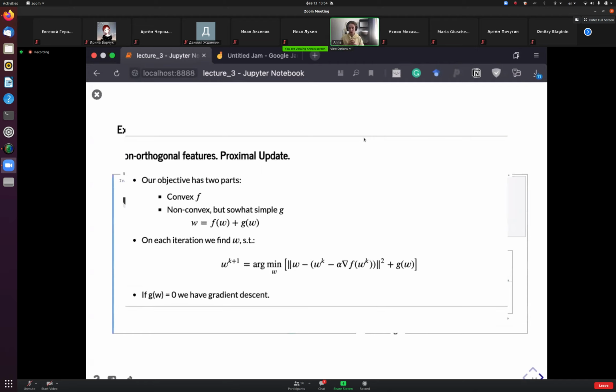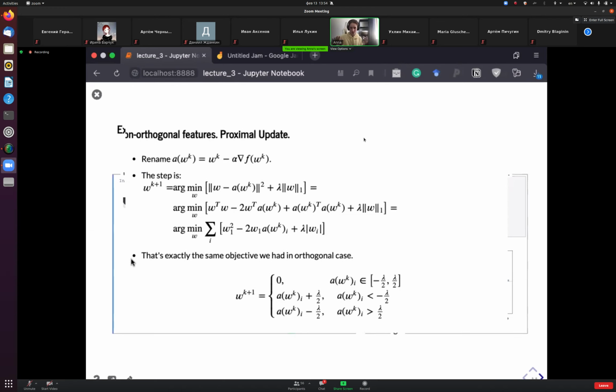We do have this non-convex G in our objective, and therefore we'll have to solve this optimization problem. Turns out it will look almost the same as the one we've just solved for the orthogonal case, and I'll leave it for you as a home exercise to do that in detail, but let me briefly show you what happens there.